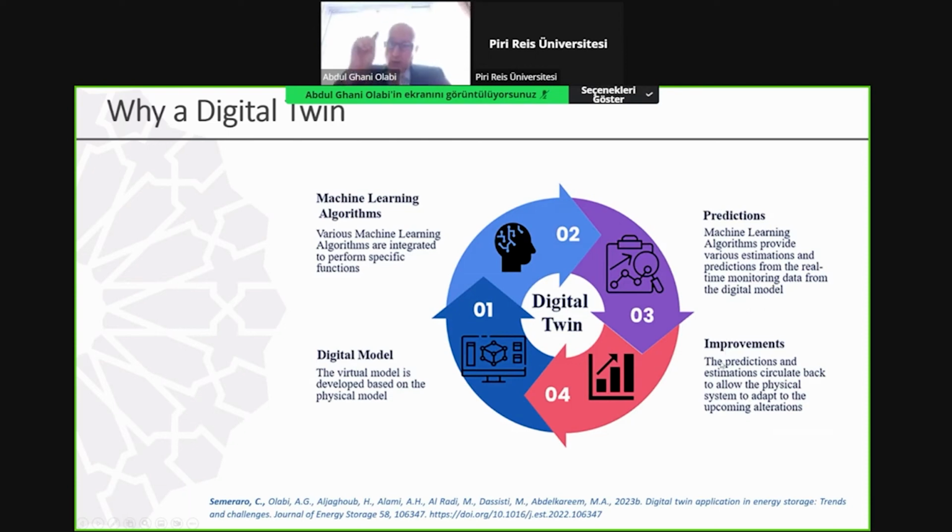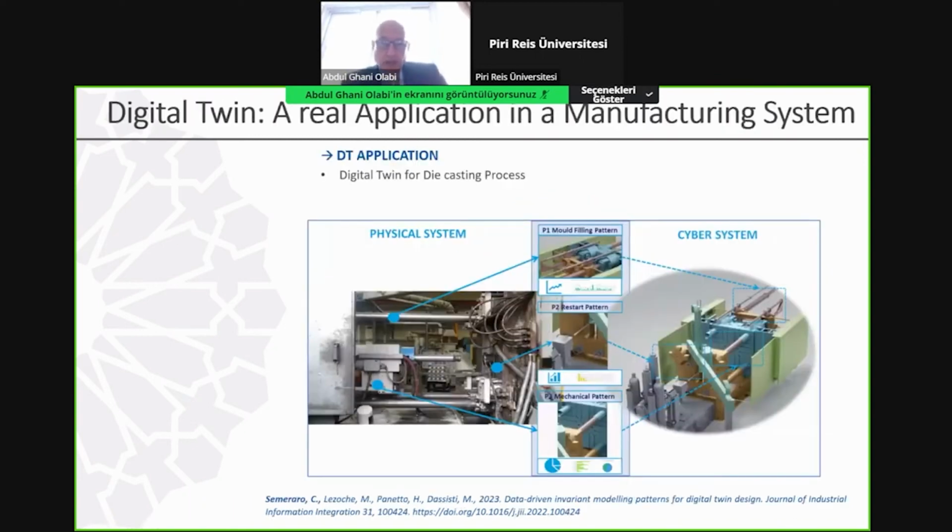Improvement, so later on when we get the information, we go to the physical model. The improvements, the predictions and estimates circulate back to allow the physical system to adapt to the upcoming alteration. So here, I give the information and I develop my model. Here I only want to show you a physical model also developed by one of our colleagues.